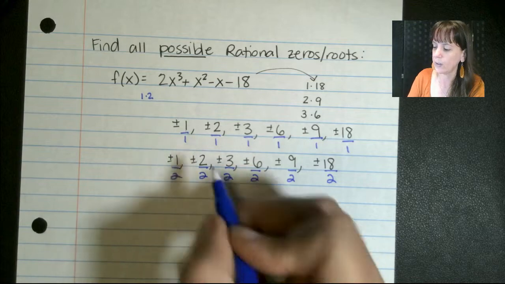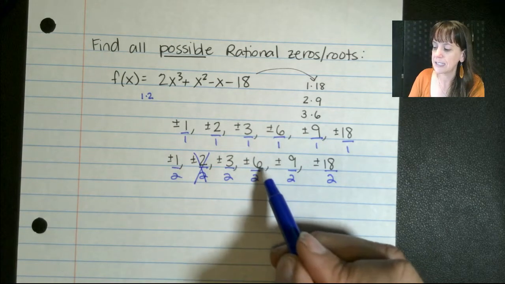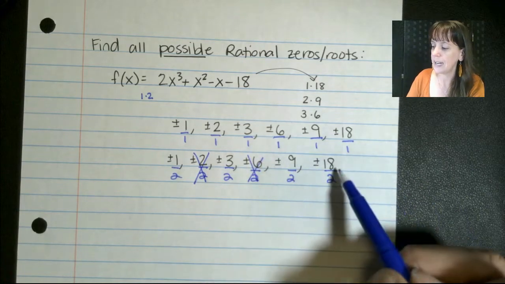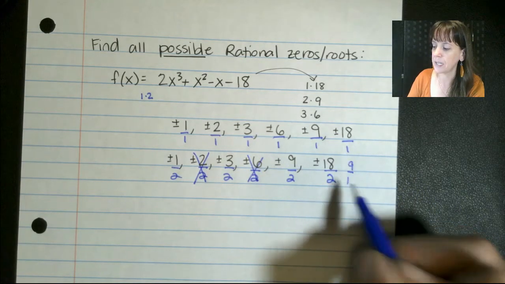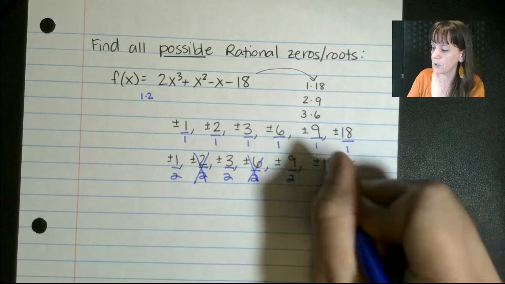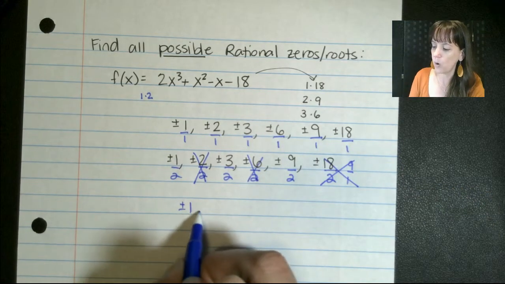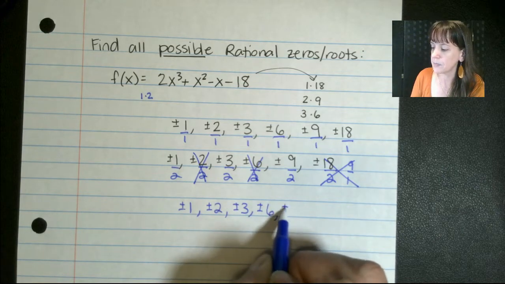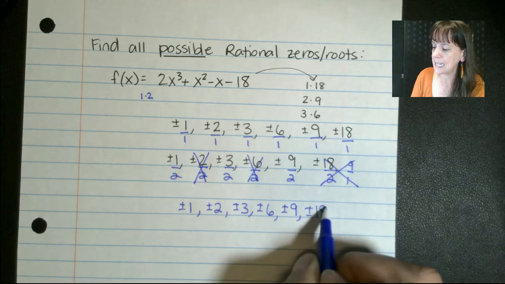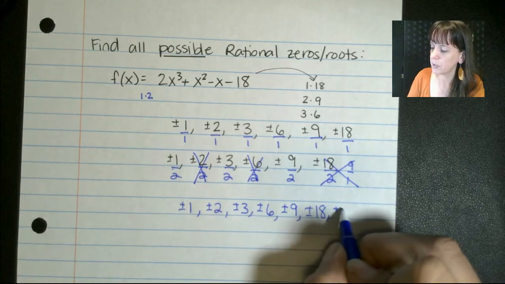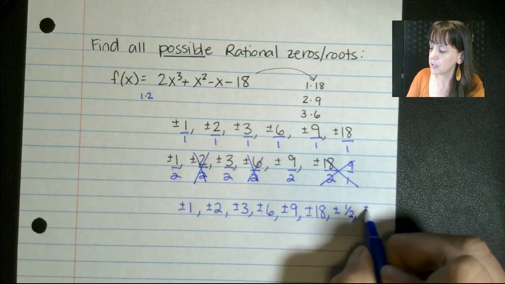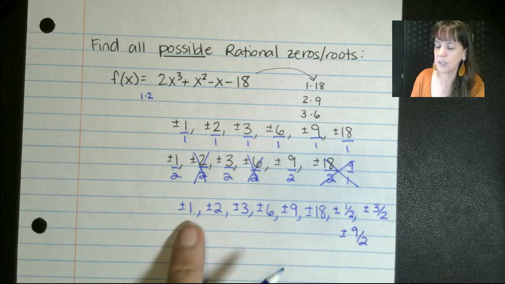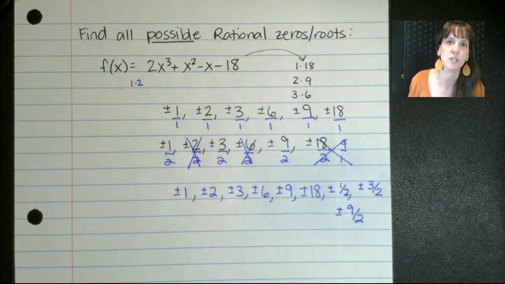2 over 2 is 1, and I already have that. 3/2 is fine. 6 over 2 is 3, and I already have that up here. 9 over 2 is fine. 18 over 2, if we reduce that down, would be 9 over 1, and I already have 9 up here. So we have plus or minus 1, plus or minus 2, plus or minus 3, plus or minus 6, plus or minus 9, plus or minus 18. We also have plus or minus 1/2, plus or minus 3/2, and I ran out of room there, but plus or minus 9/2. So this is our list of possible rational roots.